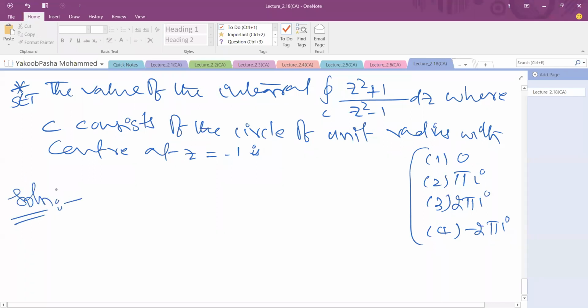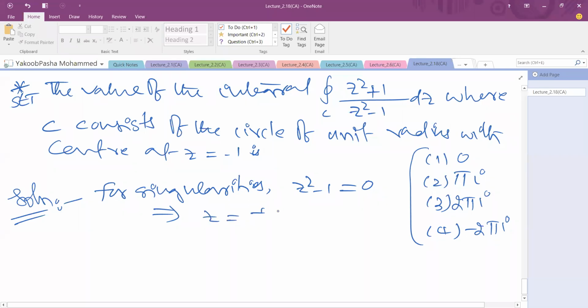So we have to calculate the integral value, not residue. The denominator for singularities: z square minus 1 is equal to 0. Z is equal to plus or minus 1. So z is equal to minus 1 and plus 1 are simple poles.